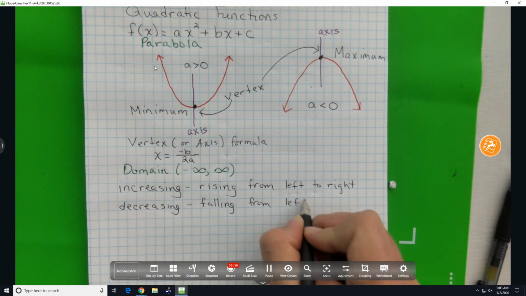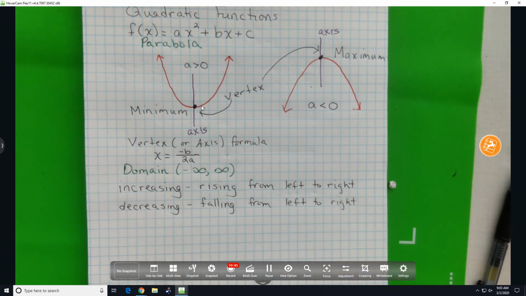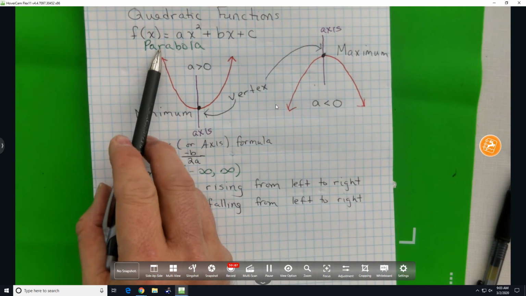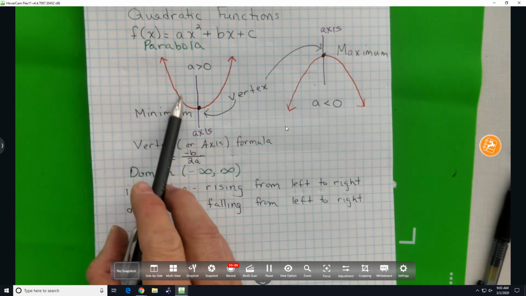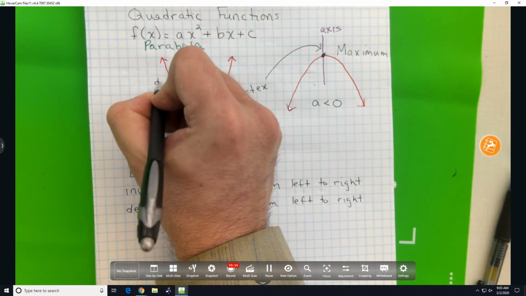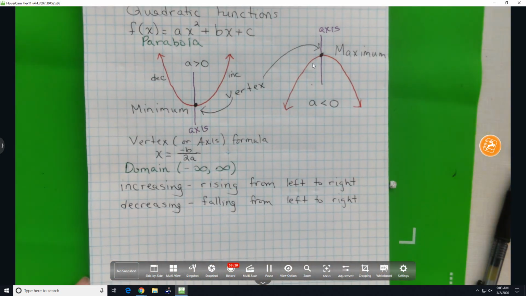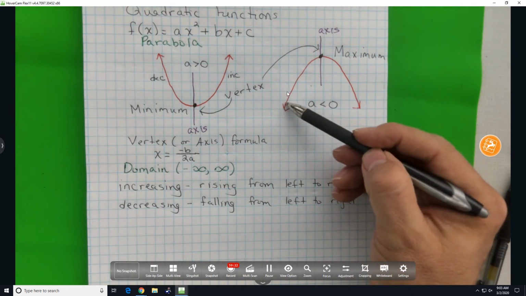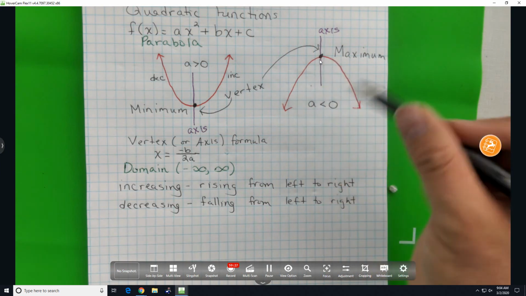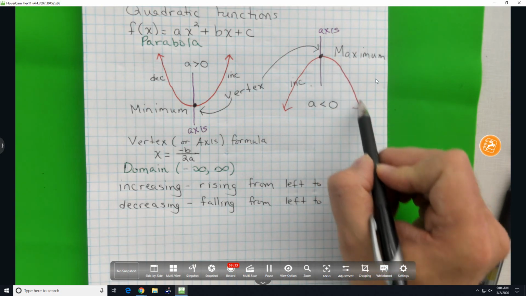It's decreasing, it's going down. Decreasing is falling from left to right. It reaches that vertex, and then what does it start doing here? It's increasing, it's rising from left to right. Okay, so help me out. Over here, it's decreasing and then increasing. So I'm going to write DEC over here, INC there. What about this one? Start here, trace left to right. Is it increasing or decreasing? Increasing, yes. It's rising from left to right. Good. And then decreasing. I agree.